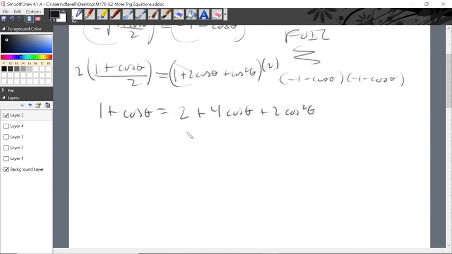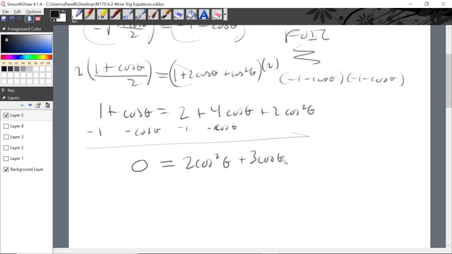All right, now we have a quadratic equation. I'm going to combine all the terms on one side. I'll subtract the 1 and the cosine theta from both sides. And then I'm going to write all the terms in standard form, from the highest power term down. So I'll have 0 on the left-hand side. The first term on the right-hand side will be 2 cosine squared theta. The next term will be plus 3 cosine theta, and then the last term, 2 minus 1, is 1.